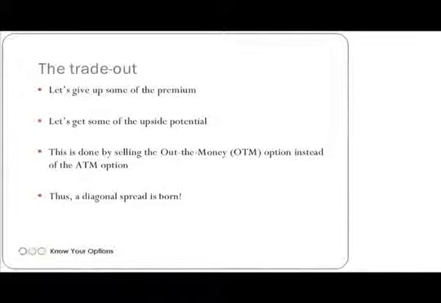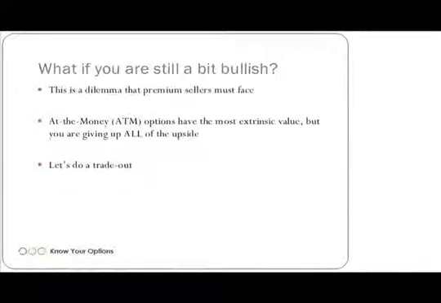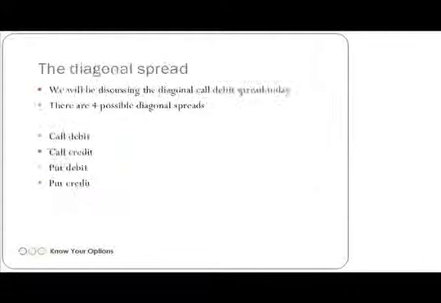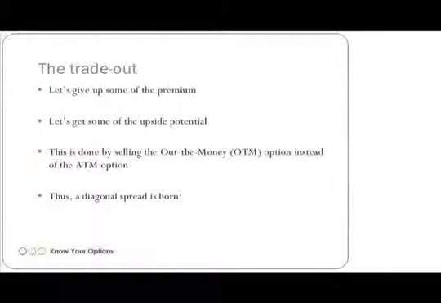What we're going to do within this is, sorry, I got my slides mixed up here. We're going to give up some of the premium. With that, we're going to actually get some upside potential. So in this case, instead of buying a long-term option at the money and selling a near-term option at the money, we're going to be selling an out-of-the-money option instead. So with that, the diagonal spread is born.